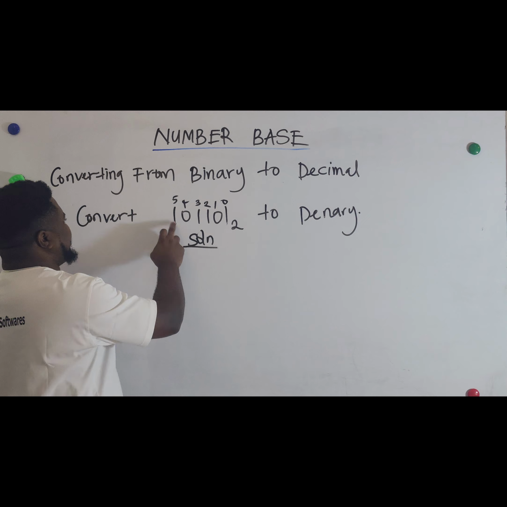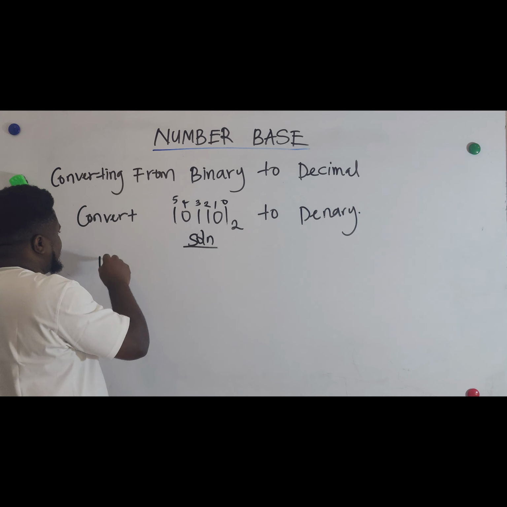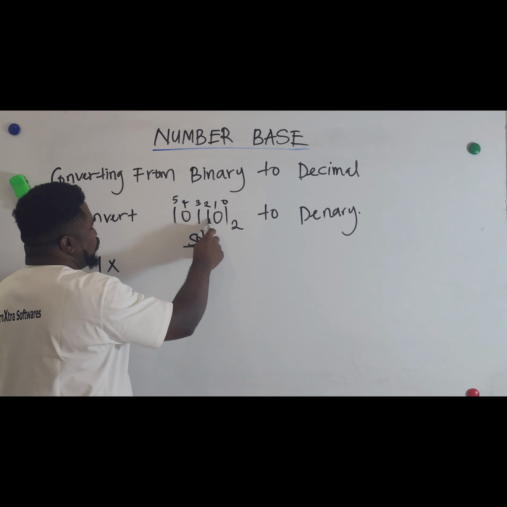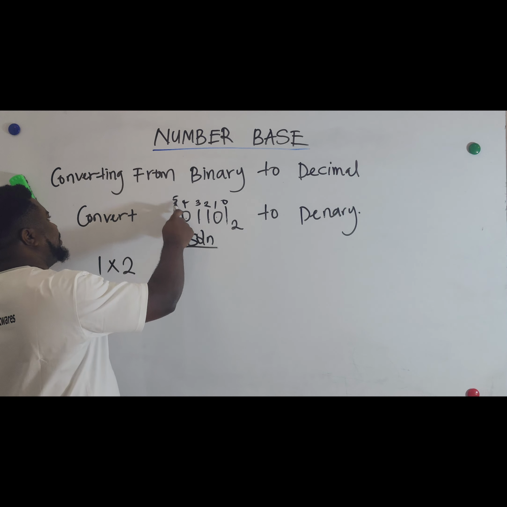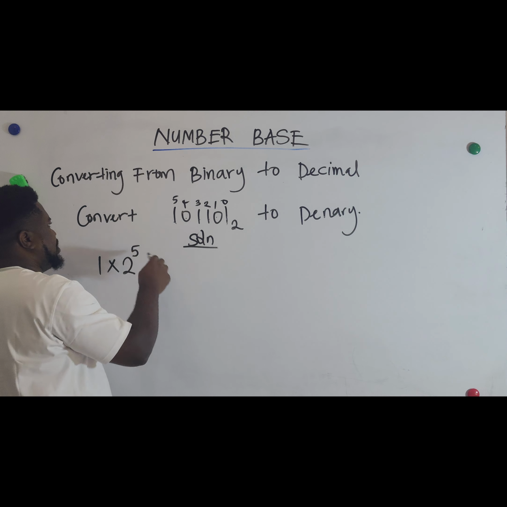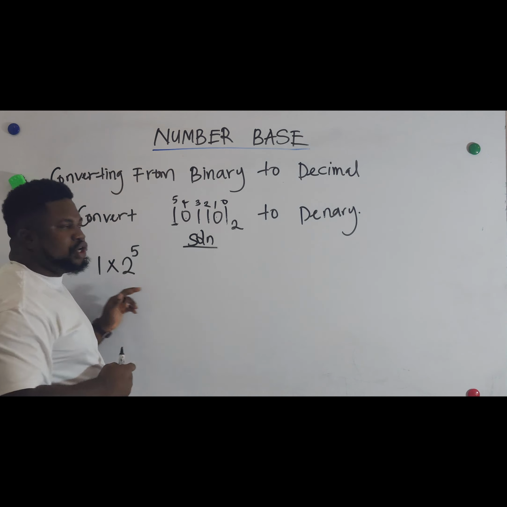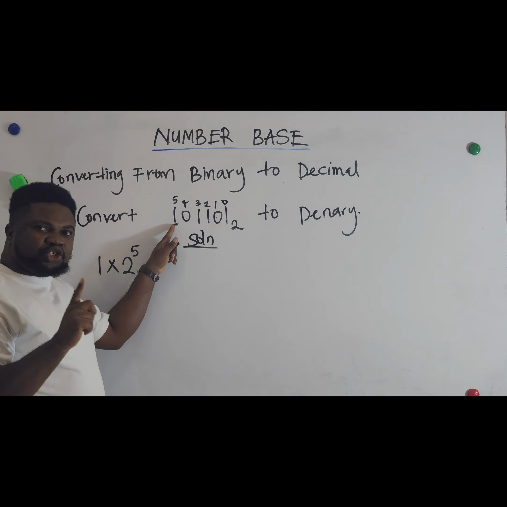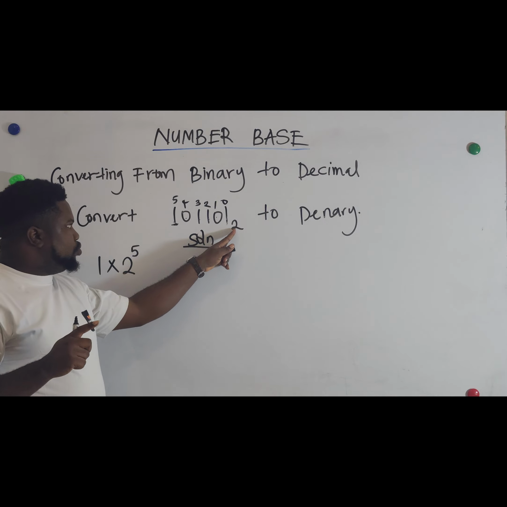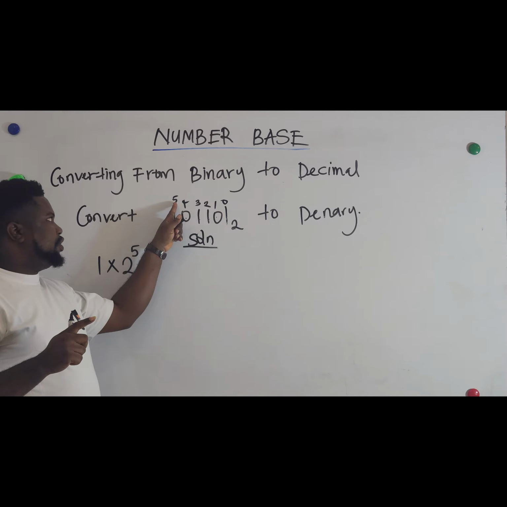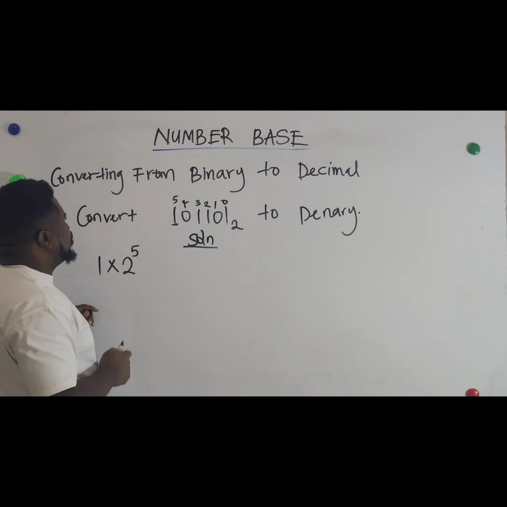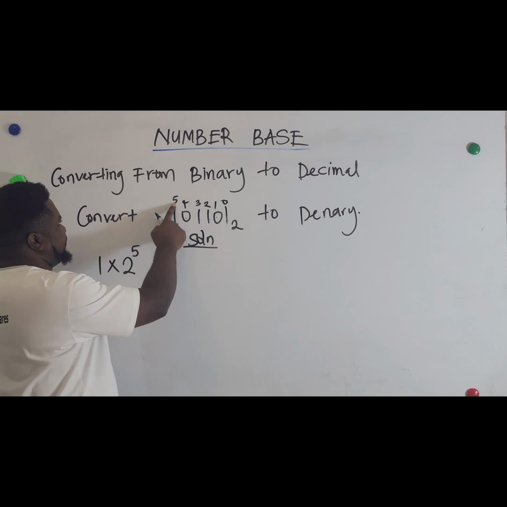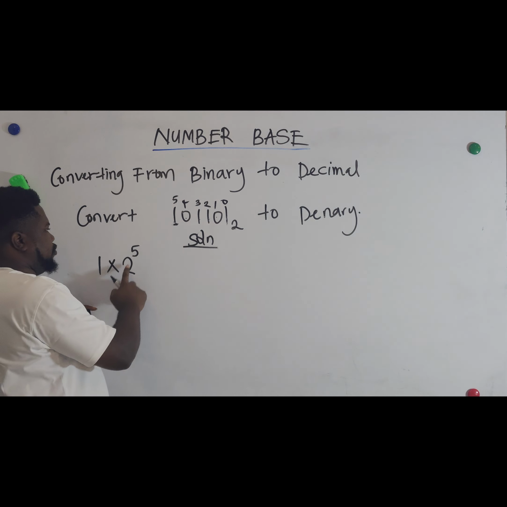Let's start from the first one here. We have 1. All these will multiply 2. 1 times 2 to what power? Power of 5. Each one you're using, you must ensure that the 2 goes to the power of that position in your place value. So this one is having 5. That's why we're using 2 to the power of 5.